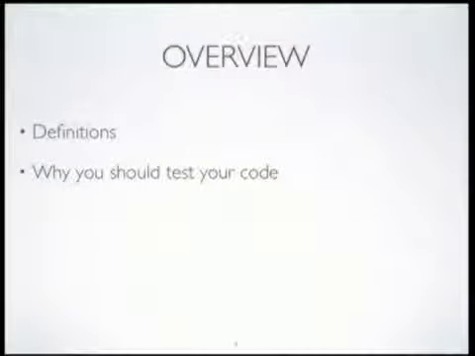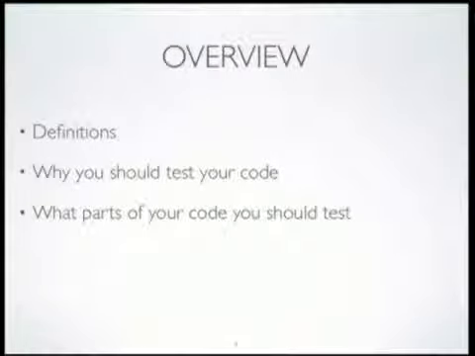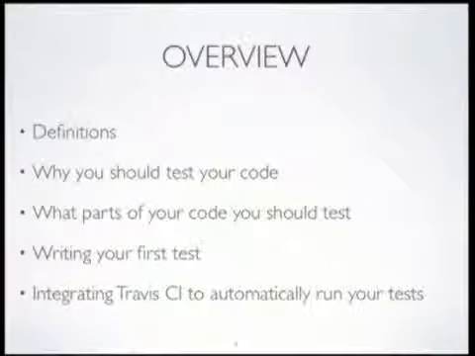So just an overview of the talk. First, a few definitions. Then we're going to have why you should test your code. Everyone should test their code, so here's why. What parts of your code should you test? And then writing your first test, and that'll just be a couple slides about Django testing. And then we're going to wrap it into how you can integrate your tests into Travis CI and how to run them automatically. So kind of two parts. The first part is testing, and then the second part is Travis CI.